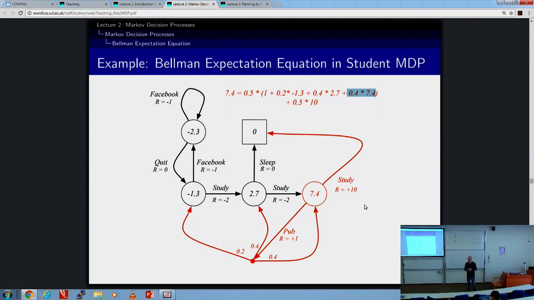Okay? So even though I may not be able to ask you to invert a matrix, I may be able to give you something like this and say, is the Bellman expectation equation satisfied with these values? Any questions?